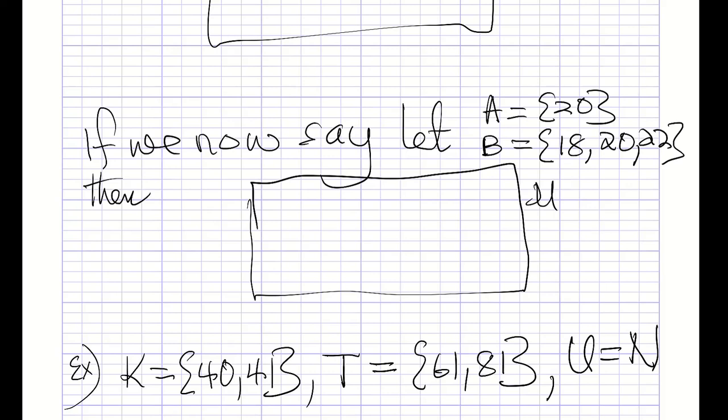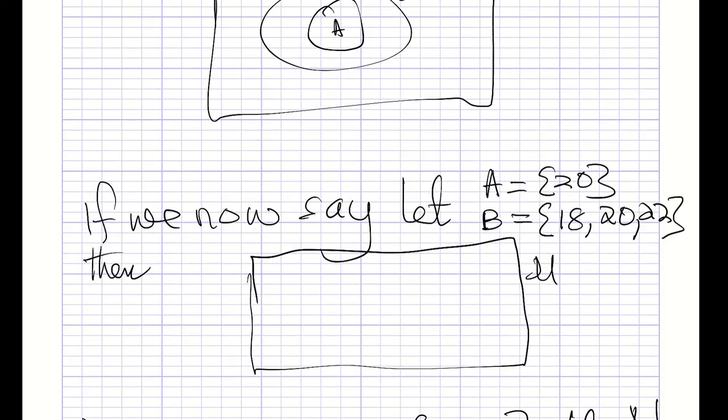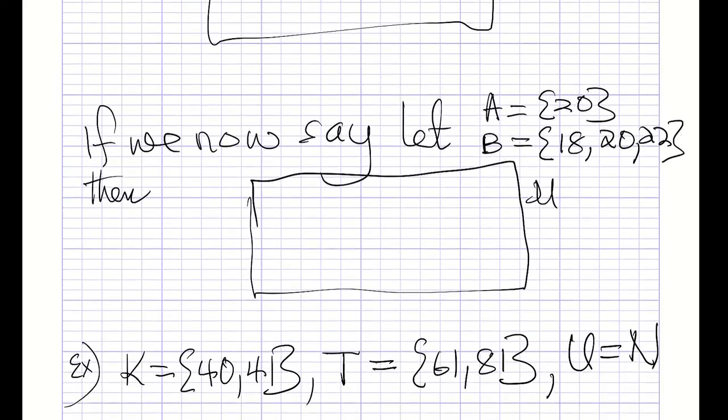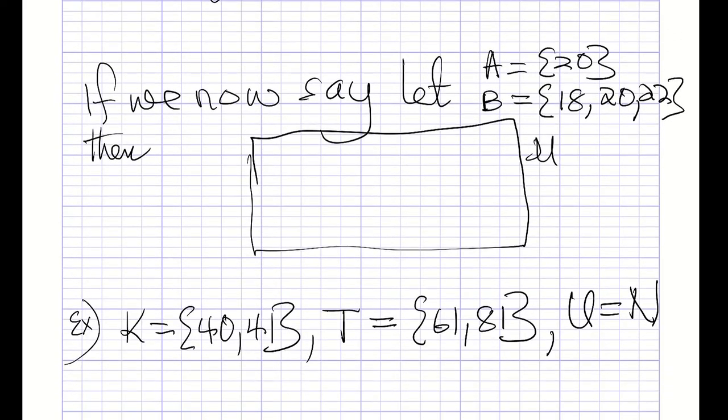notice that A and B have 20 in common. So that's possible, because then what happens is we'll still draw B, right? And then A is still inside, but A has 20, and then B has the rest of the stuff, 18 and 22, right? Notice that 20 is still inside B, right? Okay, that's how you represent that.